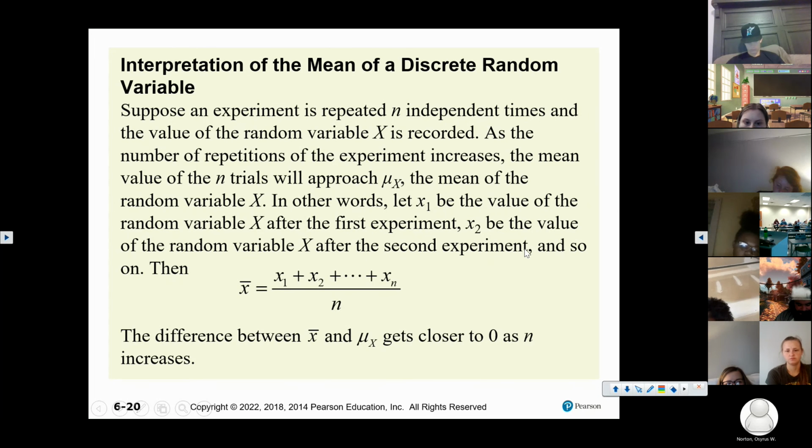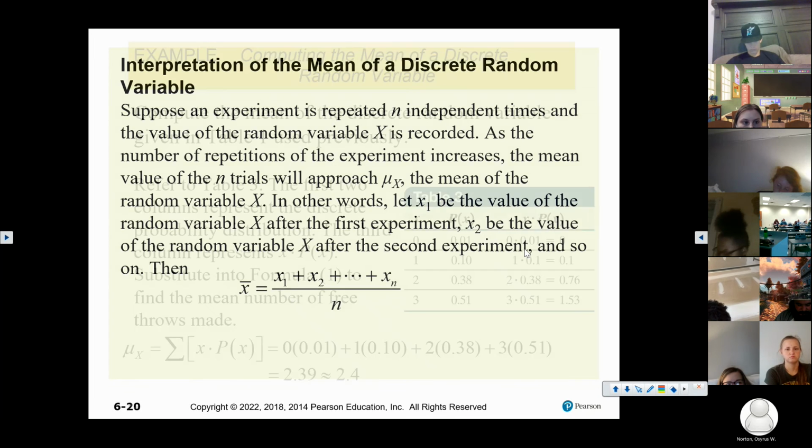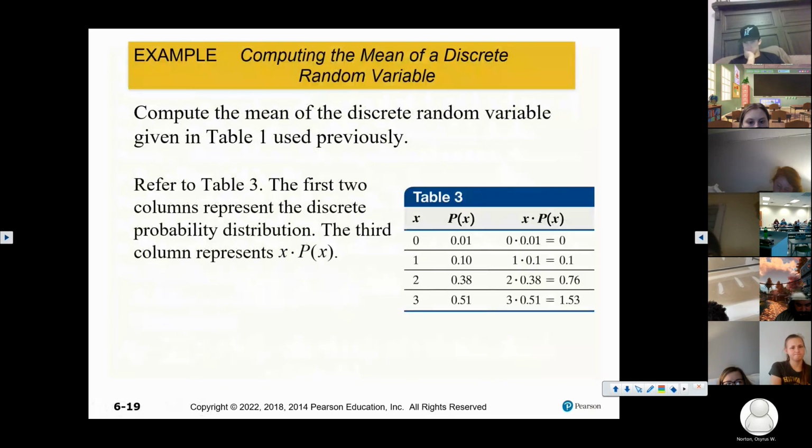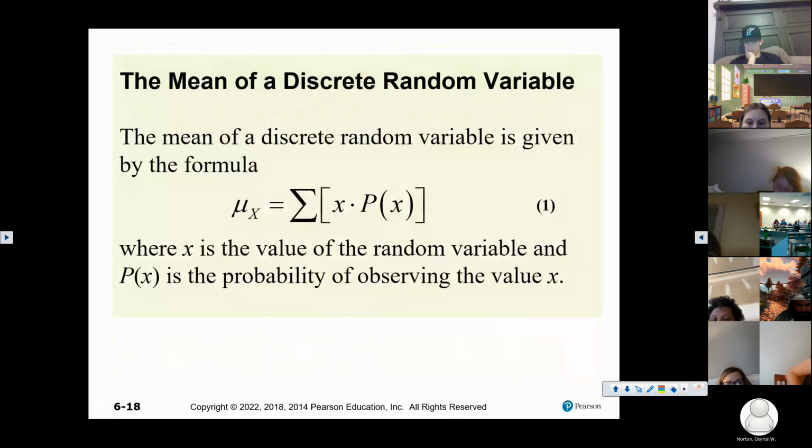The previous screen, this mean right here is the calculated mean for a probability distribution. This mean will approach the true mean the more numbers you crunch. The more numbers. Remember the law of large numbers? It still applies. Okay?